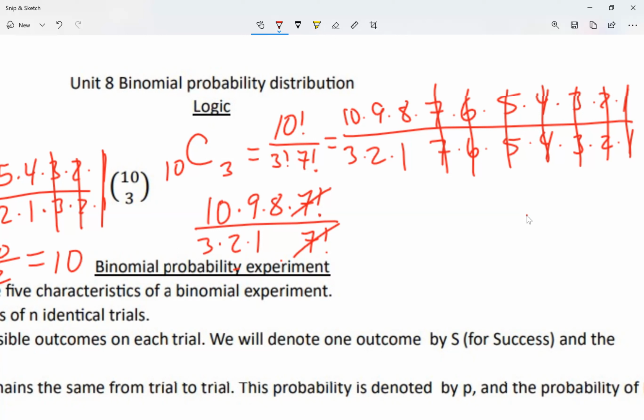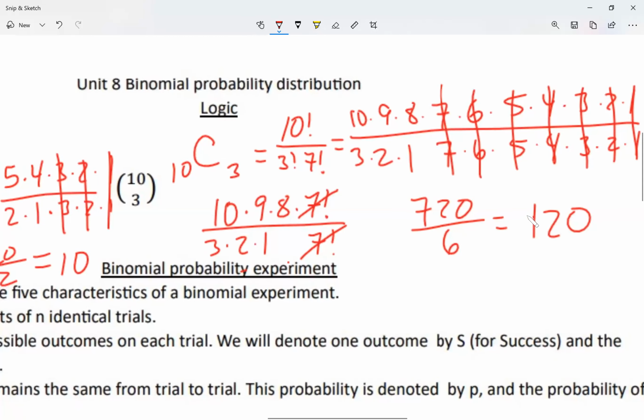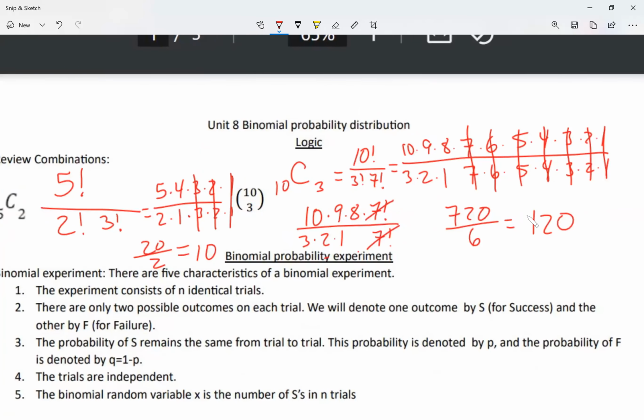Okay, so now on the top, I have 10 times 9 times 8, so on the top I have 720. At the bottom, 3 times 2 times 1, I have 6. 720 divided by 6 is 120. So for the first homework, I really just want you guys to refresh your mind on how to do factorials. Try to do this by hand. Try not to use a calculator, but that should be the first work.